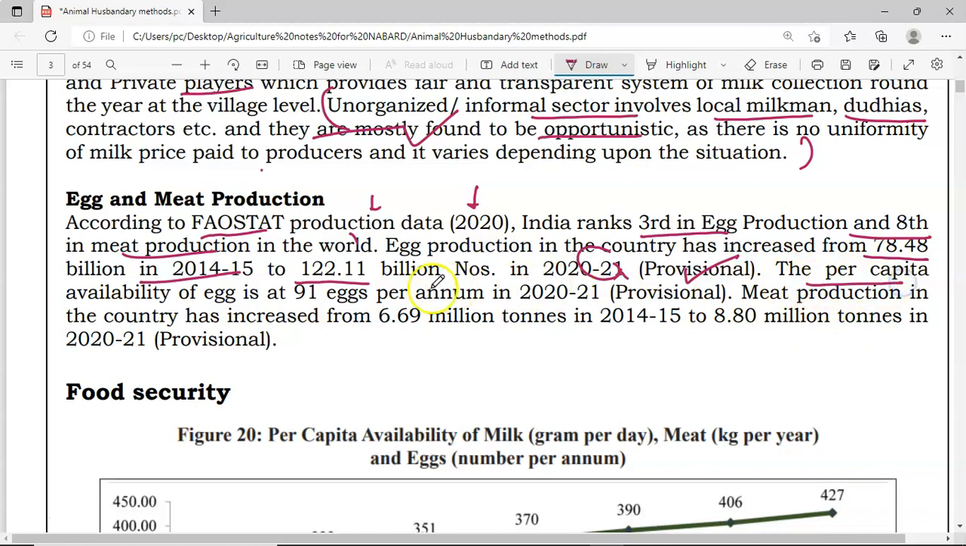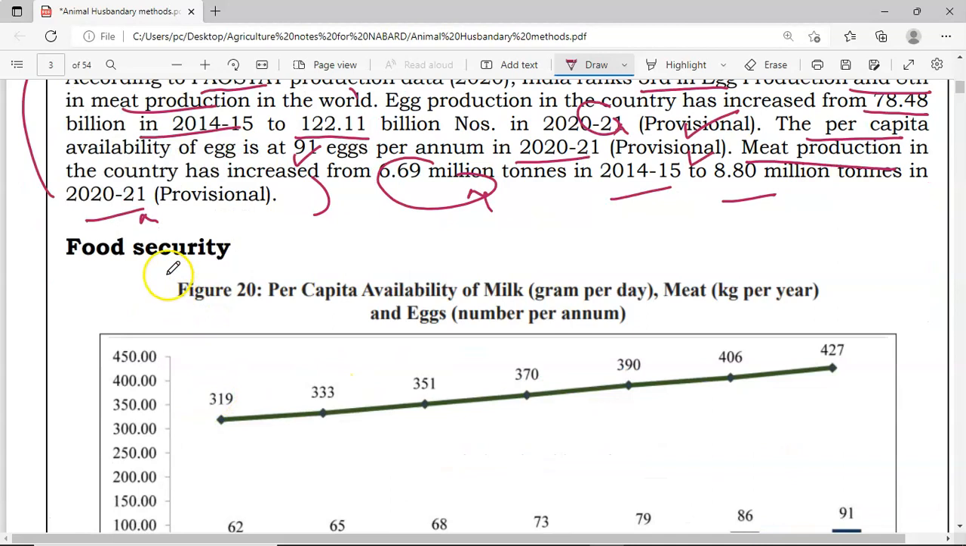And the per capita availability of eggs is right now 91 eggs in 2020-21. This is provisional also. And what about meat production? Meat production has increased from 6.69 million tons in 2014-15 to 8.80 million tons in 2020-21. So these stats show that in India, egg and meat production are at a very vast level. Now what about food security?